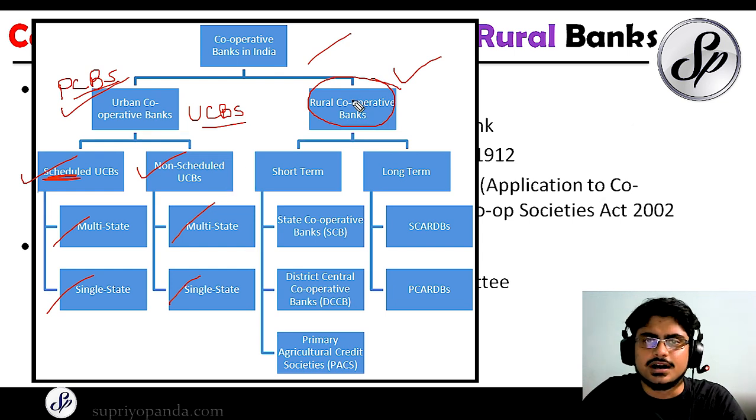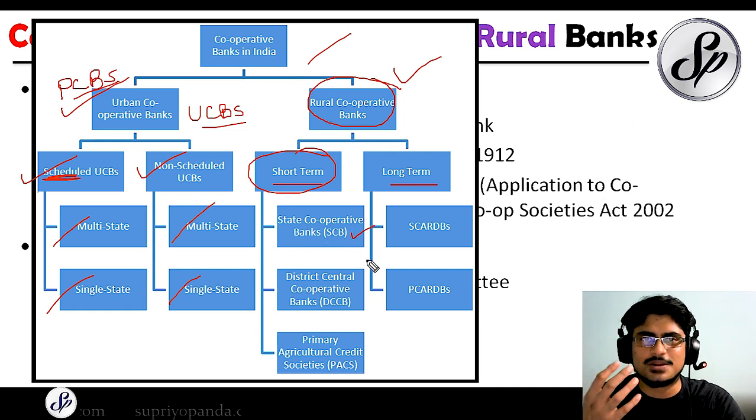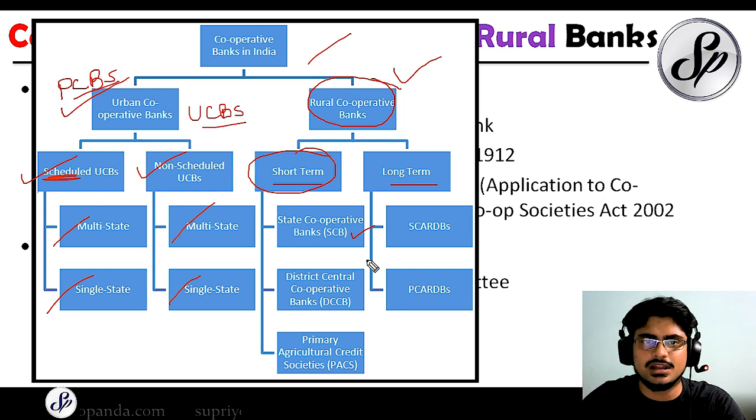And now on the rural cooperative bank side, we have short term and long term rural cooperative banks, and in the short term, this is very important, the short term rural cooperative banks. First you must remember that at the top level, at the state level, we have the state cooperative banks. These are also called SCBs. Don't be confused between the SCB, which is the scheduled commercial bank, and the state cooperative banks. The state cooperative bank is actually heading the state level of the cooperative banking system of the rural cooperative banks.